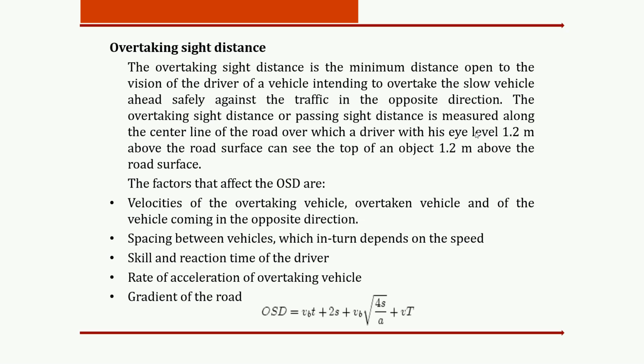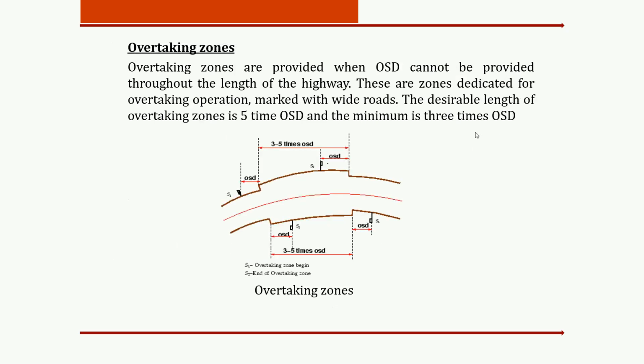So here you can see the mathematical formula. OSD is equal to V_B into T plus 2S plus V_B multiplied by the square root of 4S divided by A plus V into T. This is the mathematical formula through which we can calculate the overtaking side distance. While we are taking some numericals, at that time I will explain it briefly.